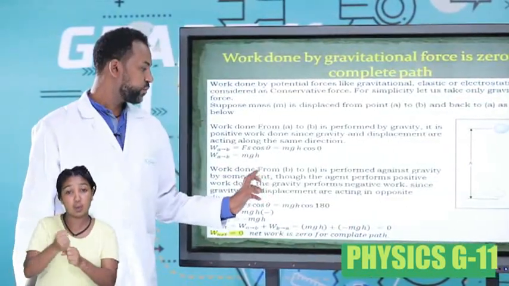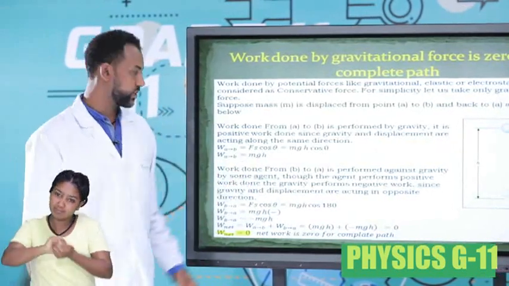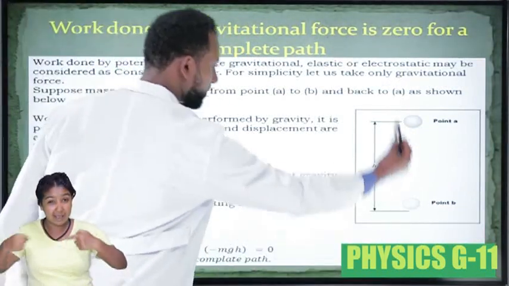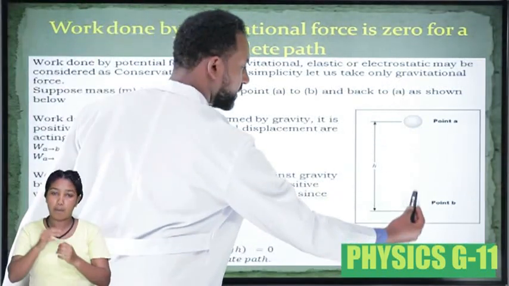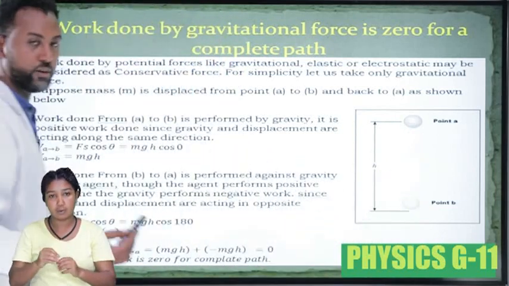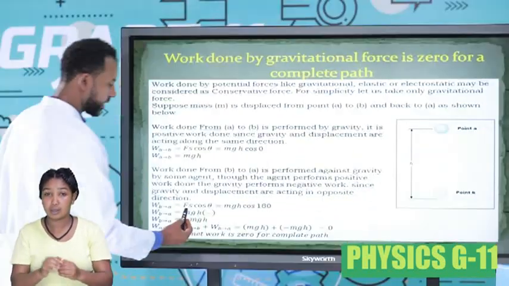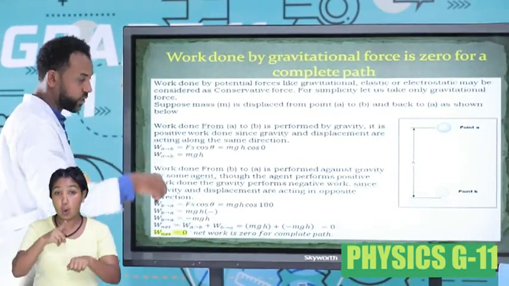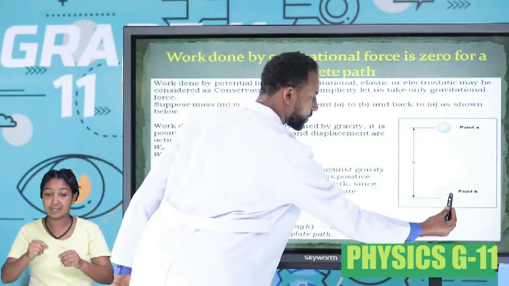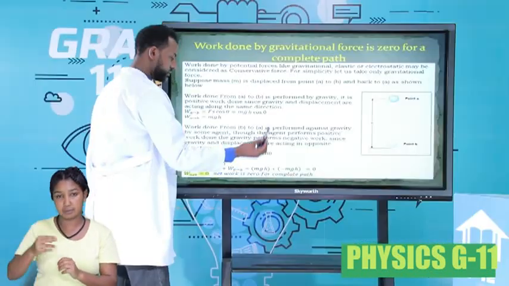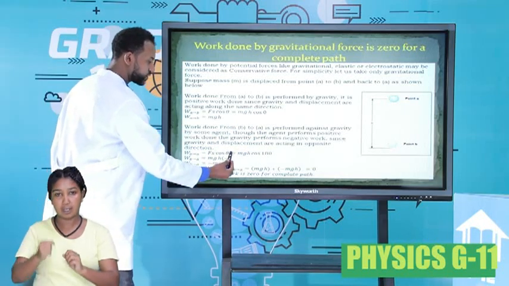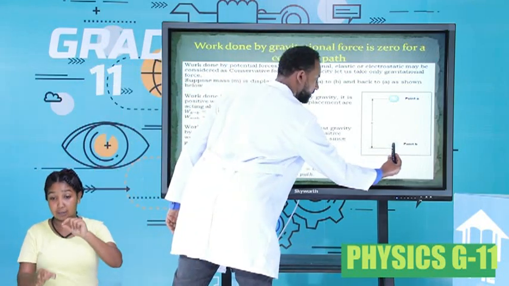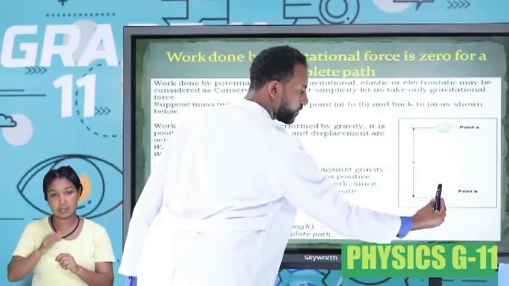Again, consider work performed from B to A in the reverse direction. If this object moves from B to A, which is against gravity, it is moving upward. The displacement is upward, but the force is acting downward. Therefore, Fs cosine of theta, where mg is a force which is always acting downward, and h is the distance from this to this. So Fs cosine of theta, the angle between the force and the displacement.